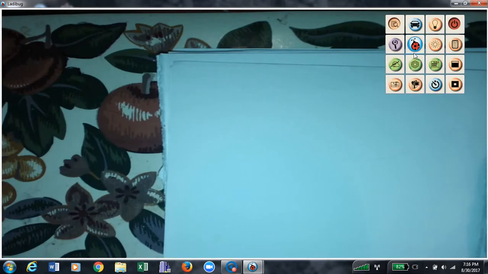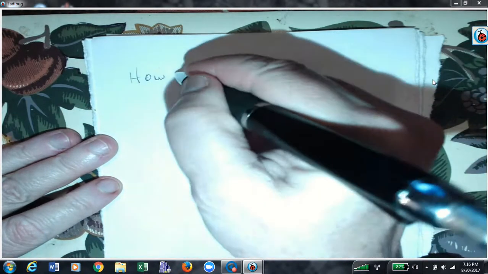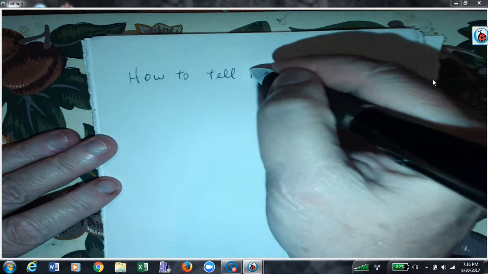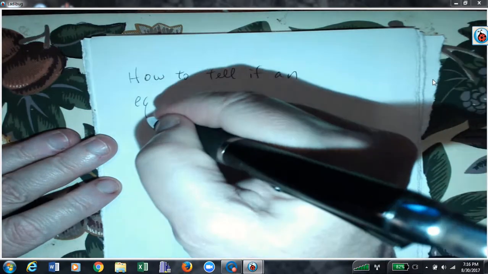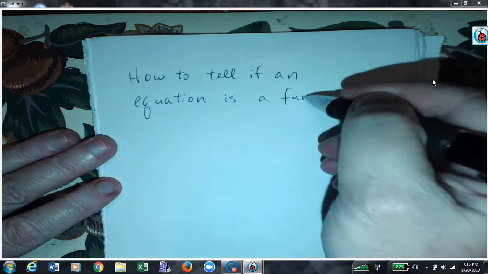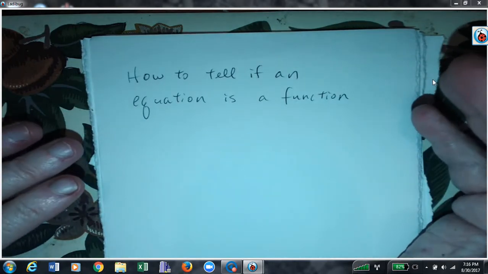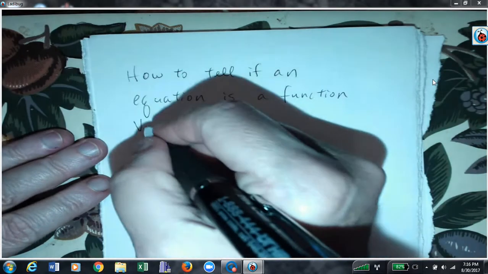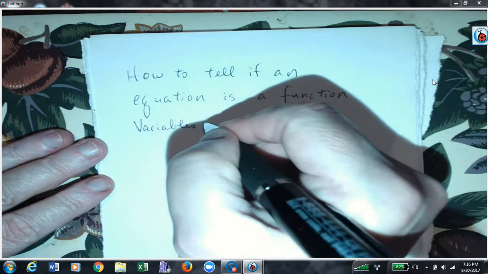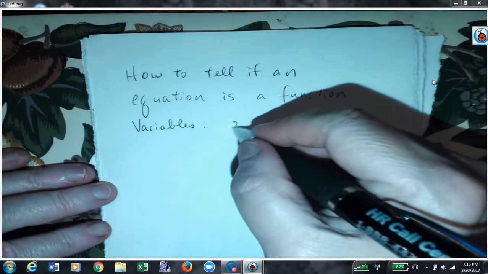Okay, what we're going to look at in this video is, first of all, how to tell if an equation is actually a function. Typically these equations will have two variables, and starting out, they're almost always x and y.